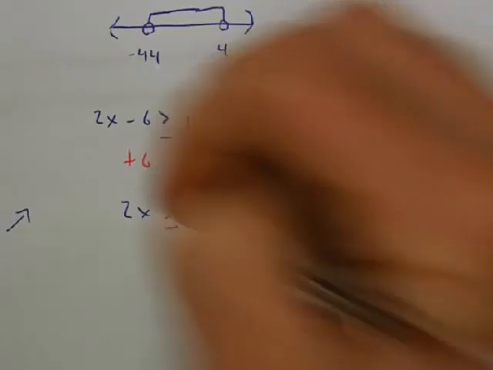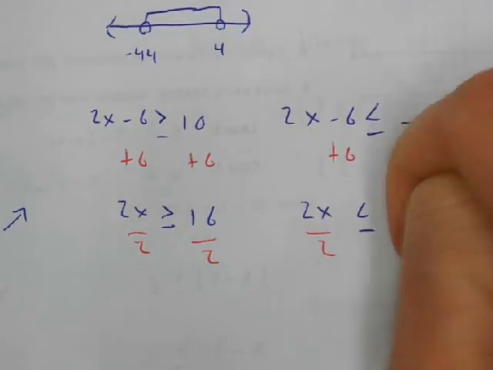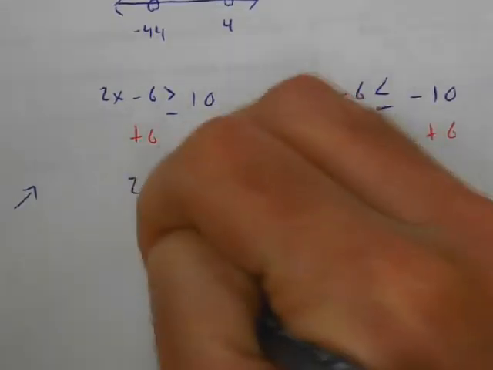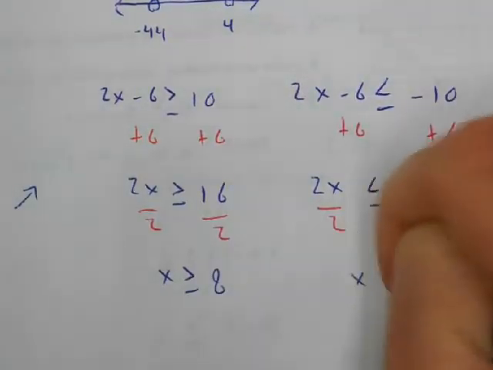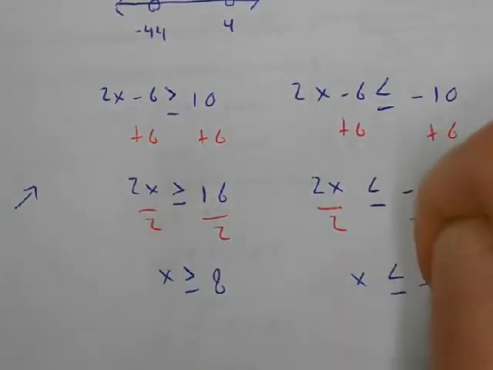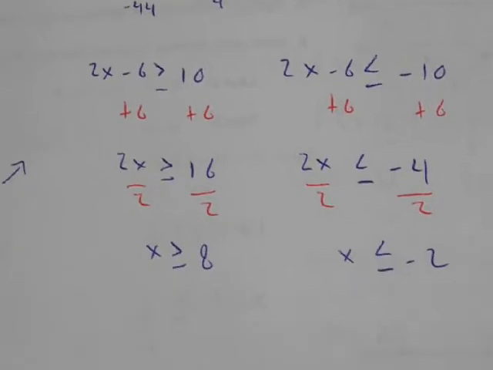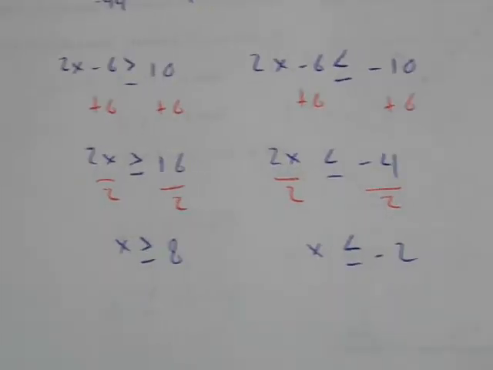Okay, and then last step, in both equations, we want to divide both sides by 2. Okay, and then we get x is greater than or equal to 8, and x is less than or equal to negative 2. Okay, so then those are my 2 answers. My 2 sets of answers, I should say. All right, and then the last thing we want to do is graph this on a number line.